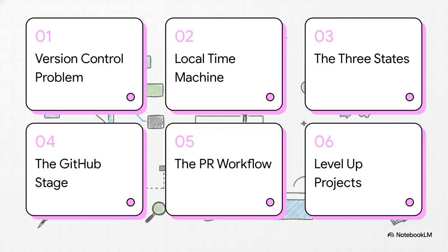So here is our roadmap for today as we level up from a solo developer on a laptop to a global collaborator. First, the version control problem. 2, Git, your local time machine. 3, the 3 states. 4, entering the GitHub stage. 5, the pull request workflow. And finally, 6, how to level up your projects.